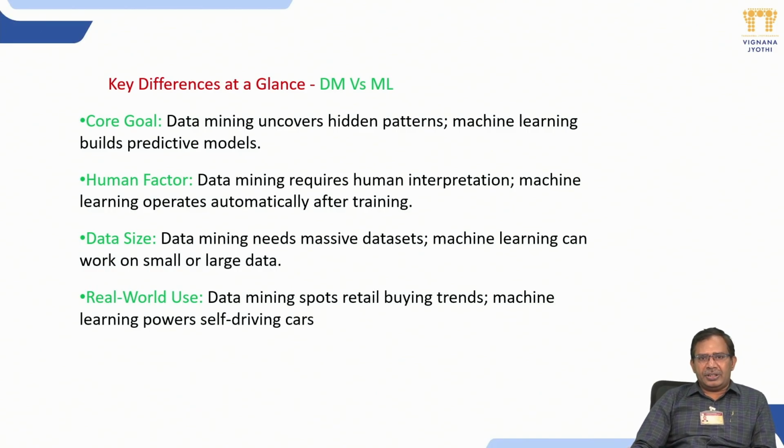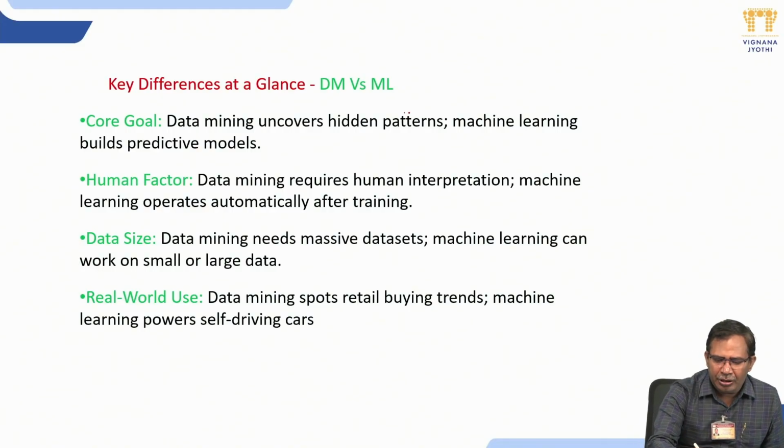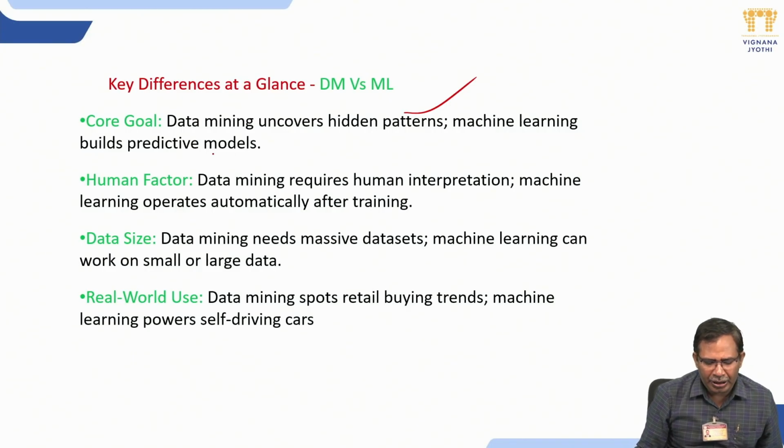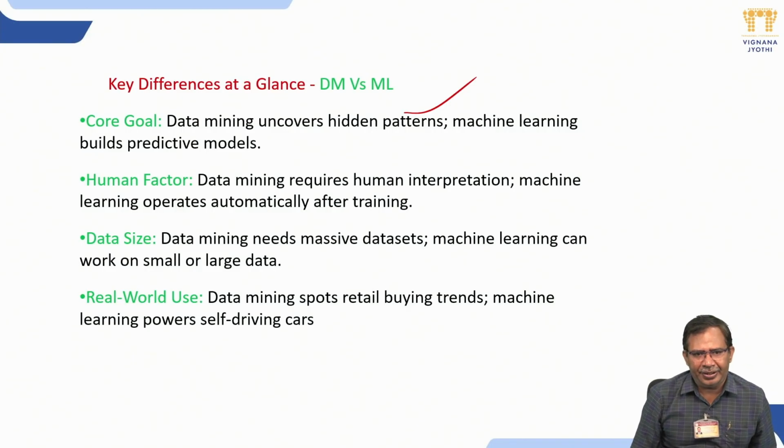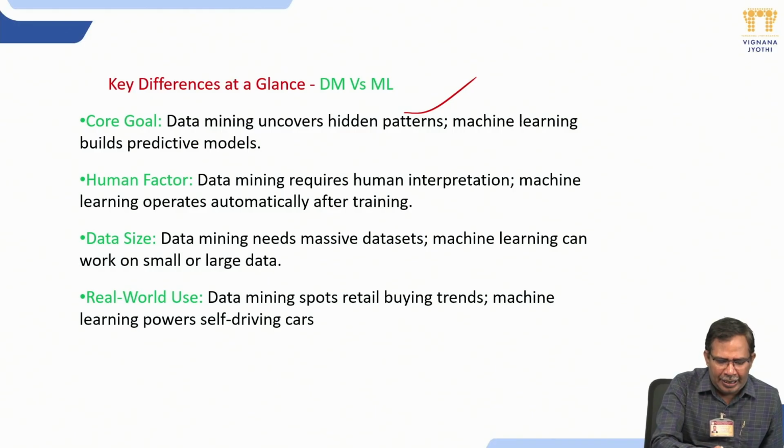Here, we can glance at the key differences with reference to AI, ML, and DM. The core goal of data mining is to uncover hidden patterns. Machine learning builds predictive models to predict future trends based on existing trends.